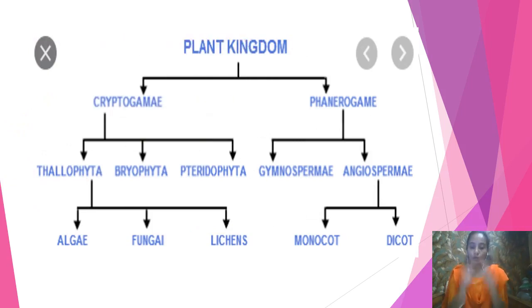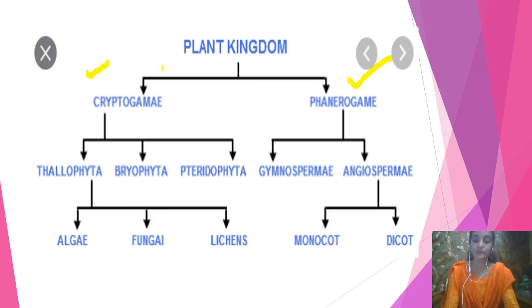So this is the whole classification of the plant. The plant kingdom is first divided into cryptogamy and phanerogamy. Crypto means hidden and phanero means visible. So cryptogamy means the non-flowering plants. Okay, and phanerogamy means the flowering plants.